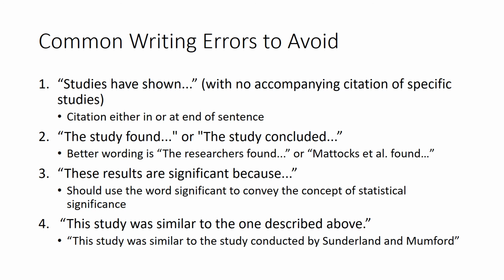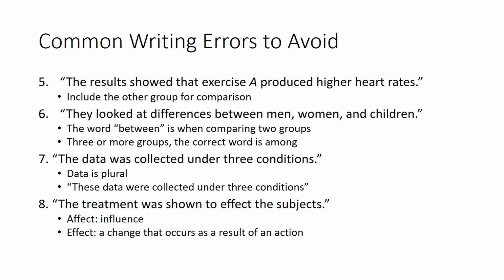Another common writing error is stating that a study was similar to the one described above. You should always try and make each paragraph stand alone by incorporating the author's work, just so the reader doesn't have to look back to different parts of the text or even reread the paragraph to have an understanding. Continuing on common writing errors is writing "the results showed that exercise A produced higher heart rates." It is important though to give a comparison for the audience, in which you can say "exercise A produced higher heart rates compared to exercise B."